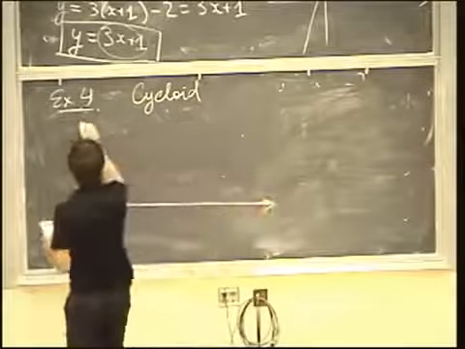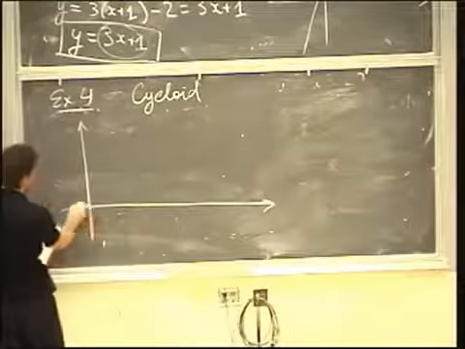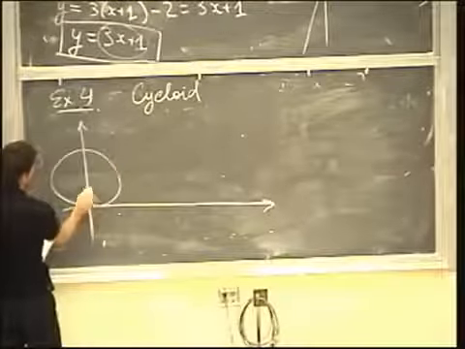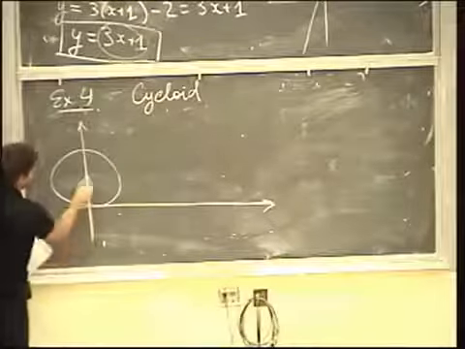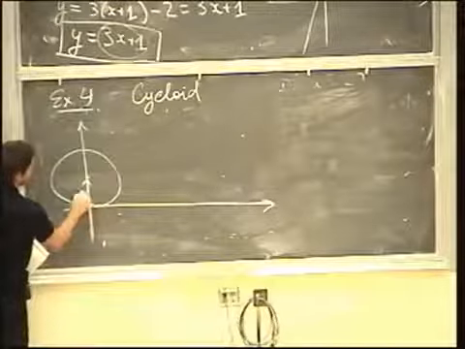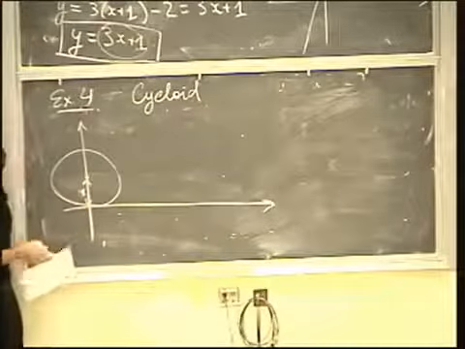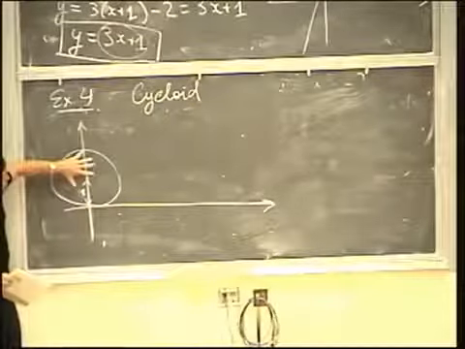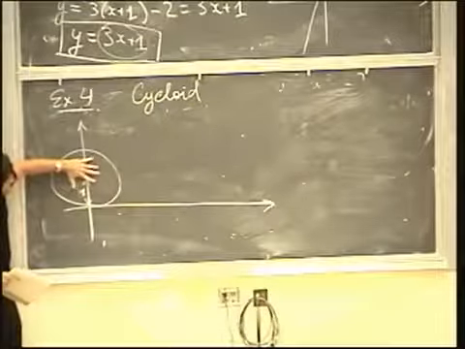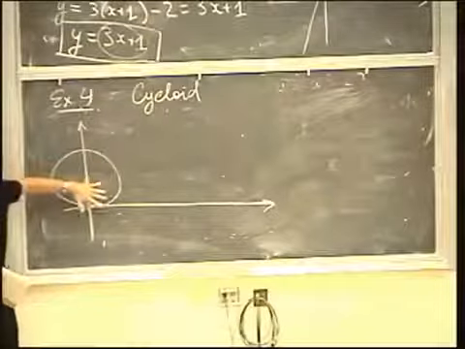So this is a curve which you obtain in the following way. You take a circle of radius 1. So this is 1. Right? Okay, or think of a disk if you like. And you put it here. It's like a wheel. Think of it as a wheel.